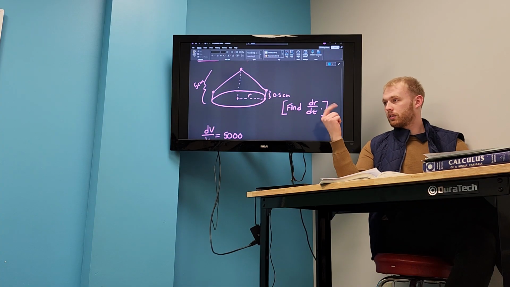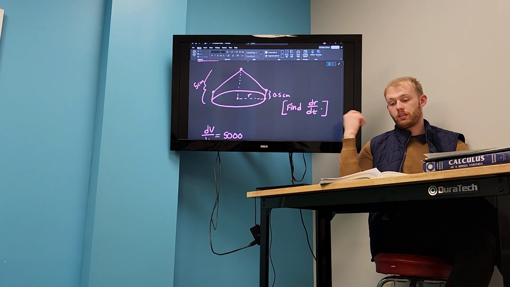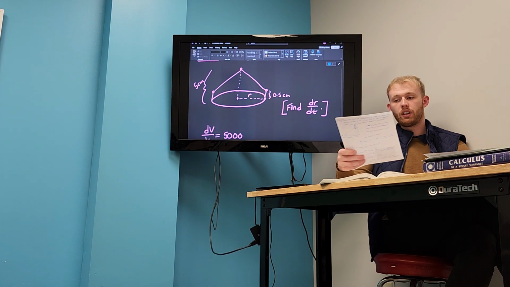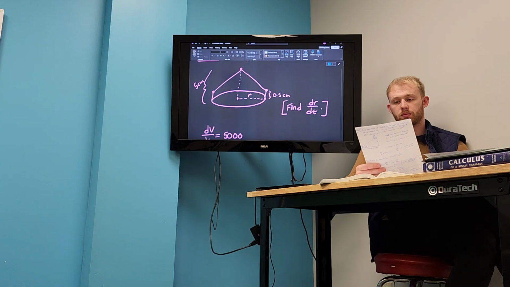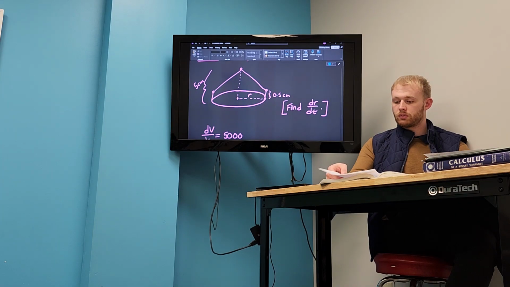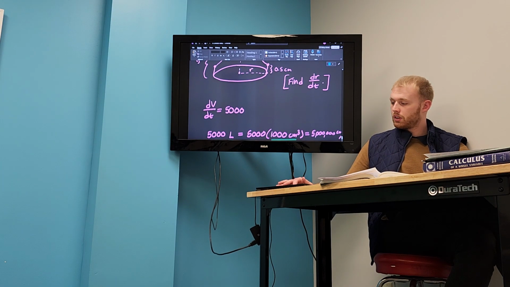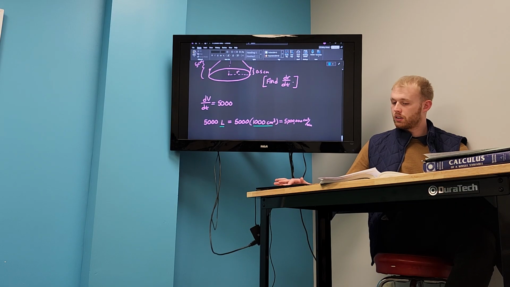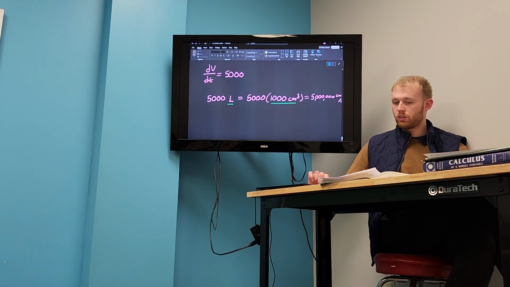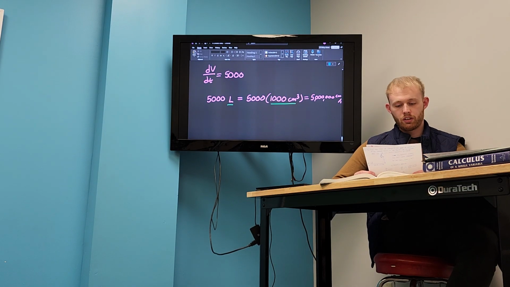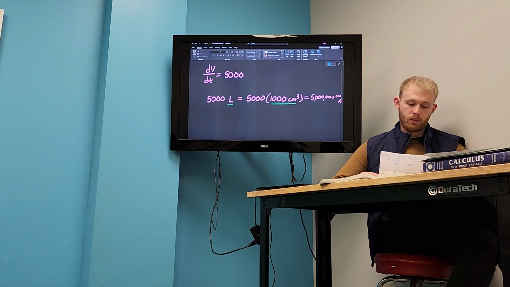What is this radius right now? I don't know. So we have to figure that out before we can figure out what it is after 4 hours. What's the equation for a cone? The equation for a cone's volume is 1/3 pi r squared h.